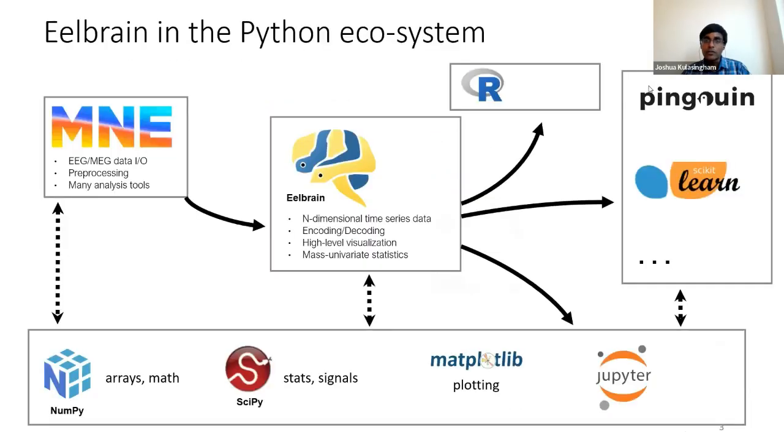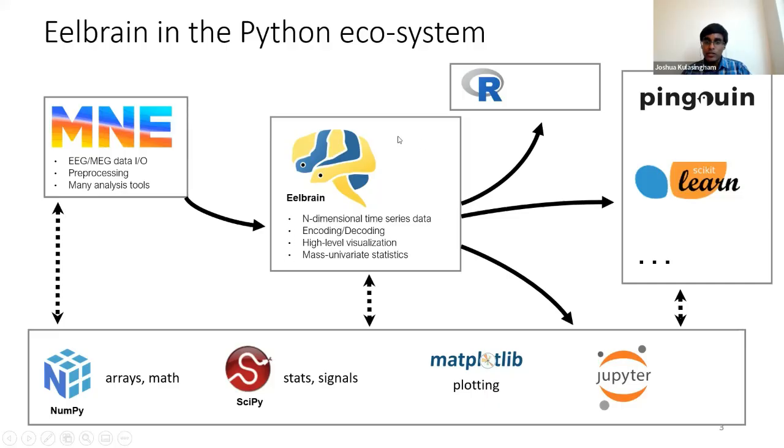So just a quick overview of how Eelbrain fits into the Python ecosystem. Python is this open source ecosystem, and Eelbrain works with a lot of the underlying libraries. You have NumPy for arrays and mathematical operations, SciPy for signals, Matplotlib for plotting, and then Jupyter, which we are going to use today, for notebooks. All of this interfaces with Eelbrain, and also you have MNE for the EEG and MEG pre-processing and loading of files. So Eelbrain is going to use MNE to do all of that.